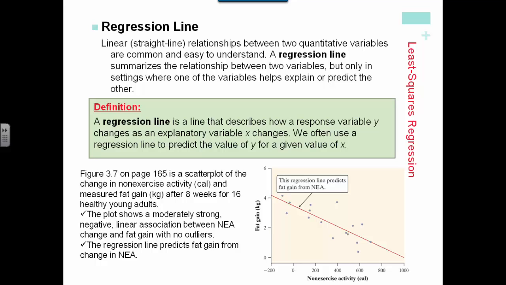Here's an example of a scatter plot. The plot shows a moderately strong negative linear association between NEA change and fat gain with no outliers. The regression line predicts fat gain from change in the NEA. As you can see, when non-exercise activity equals 800, our line predicts a fat gain of about 0.8 kilograms after 8 weeks.